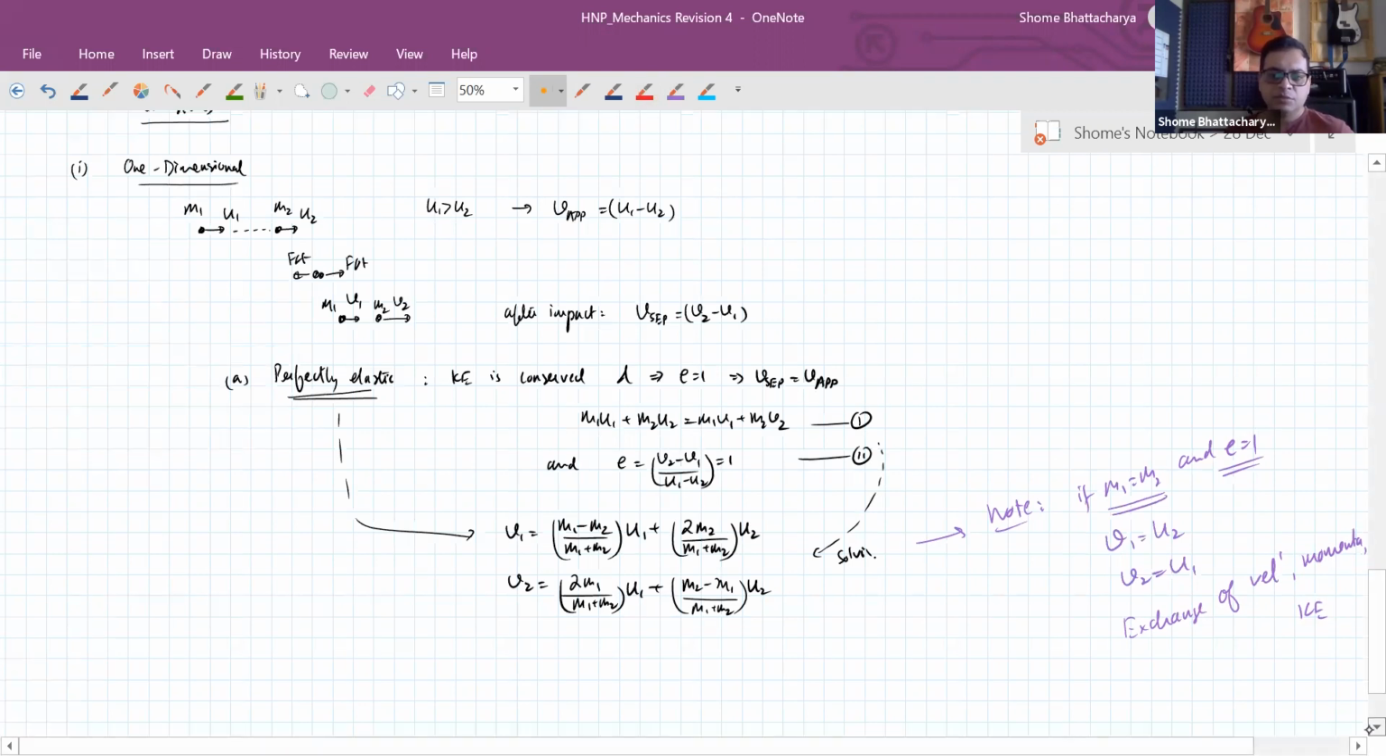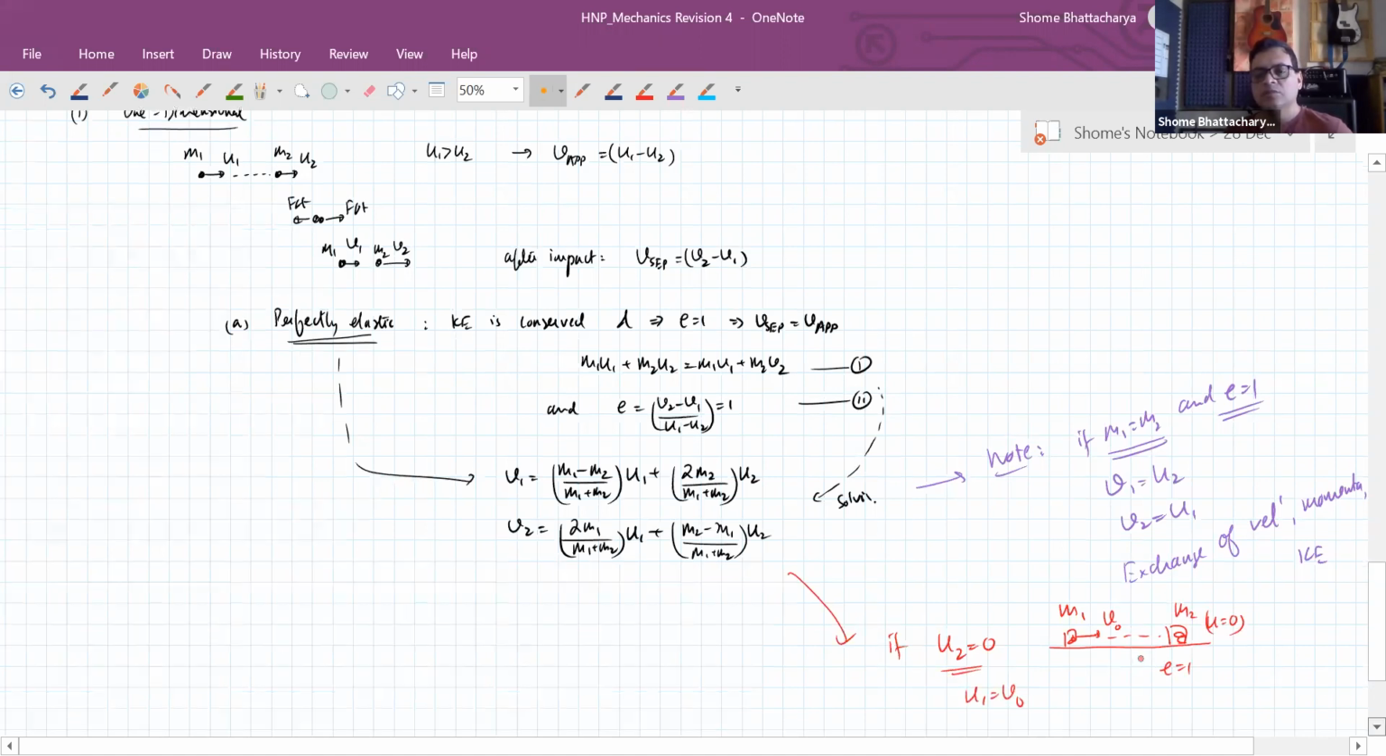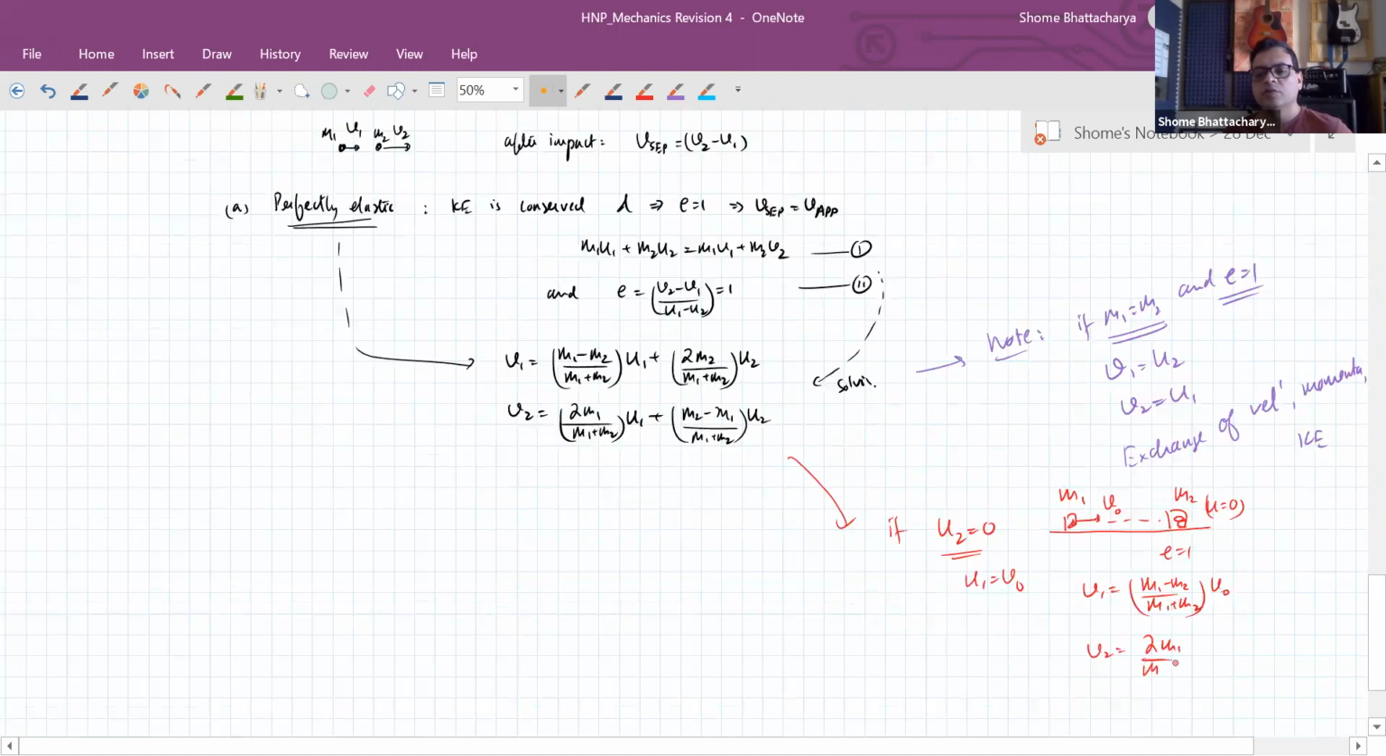Another special case you should remember of this is that if u2 is 0, so a particle m1 moving with velocity v0, let's say, is coming and hitting another stationary body at rest, and E is equal to 1. So in this case, v1 becomes m1 minus m2 upon m1 plus m2, and v2 becomes 2m1 upon m1 plus m2.